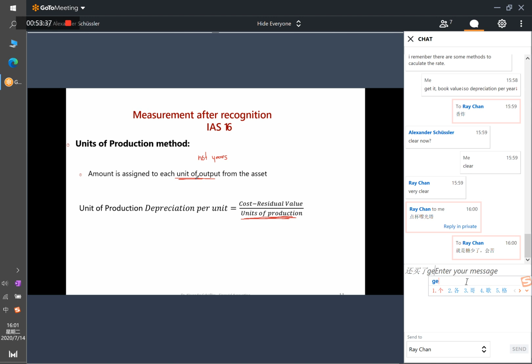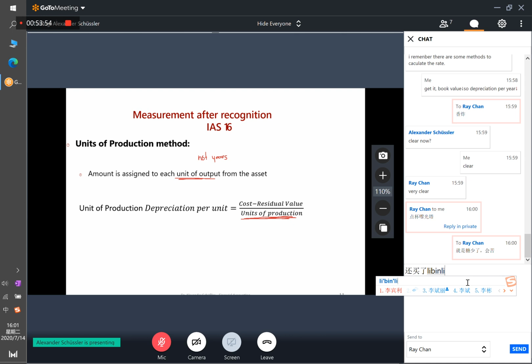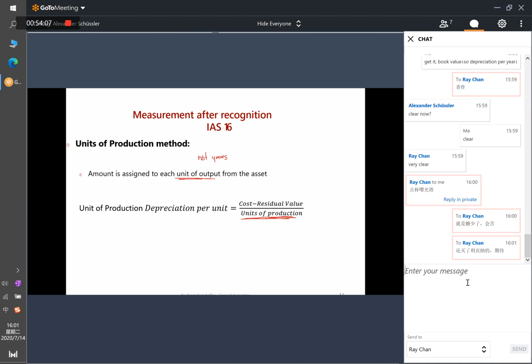So here your depreciation will depend on how much you use it. Let's say you have an oil well, or an oil field, and you use it a lot because you extract a lot of oil, then it is depreciated by a higher percentage or a higher amount. And when you use it only a little, then it's depreciated by a lower amount. We will have an example later, and then it will be very clear, I think.